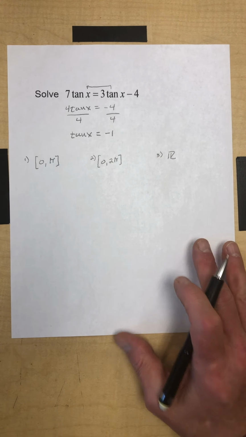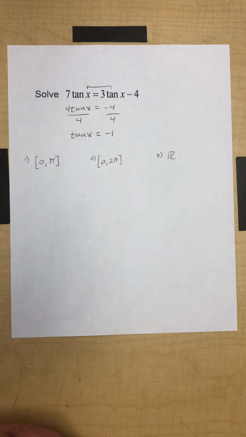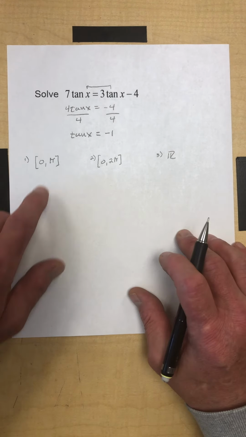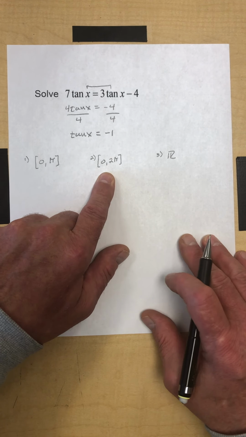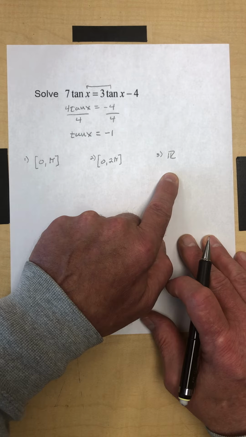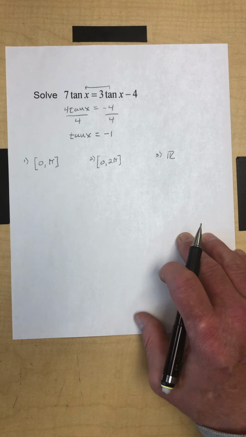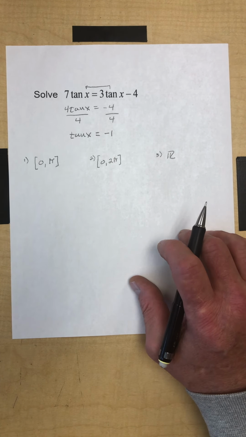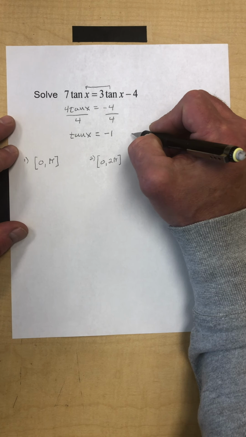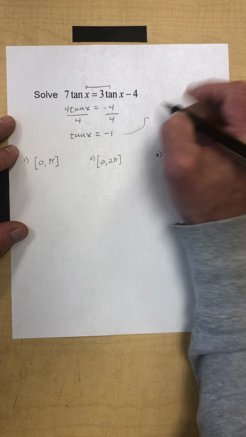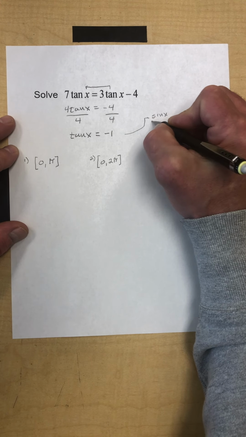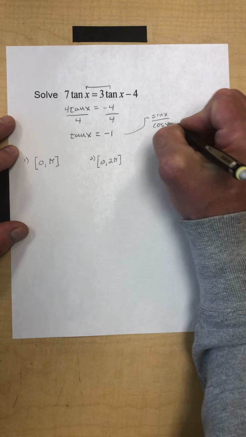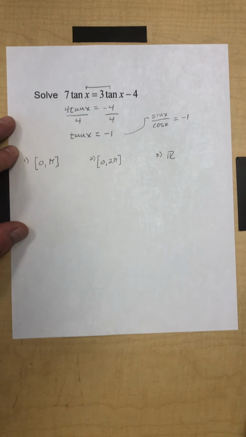So you got to make sure that when you're doing these problems, you pay attention to the directions. This would be 1 period of tangent, this would be 2 periods of tangent, and this would be obviously over the set of real numbers. So we'll take a look at that and we say, okay, I need the tangent to be negative 1. Now remember, tangent is sine over cosine. So this is the same as saying sine of x over cosine of x equals negative 1.